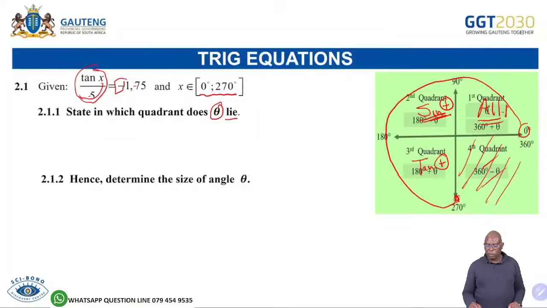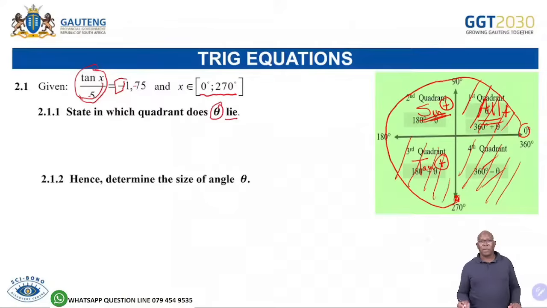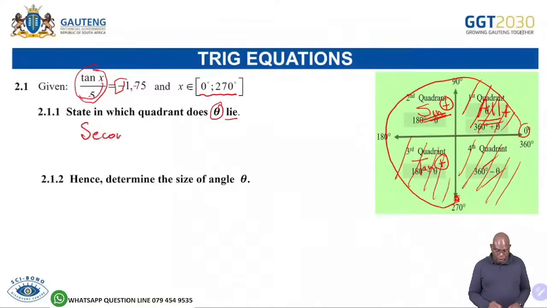All are positive. We can't talk negative in the first. So the first is out. The third is out because we want where the tan is negative. Which one is left? The second quadrant. So here the answer will be the second quadrant. Okay? Right. That's 1 mark.